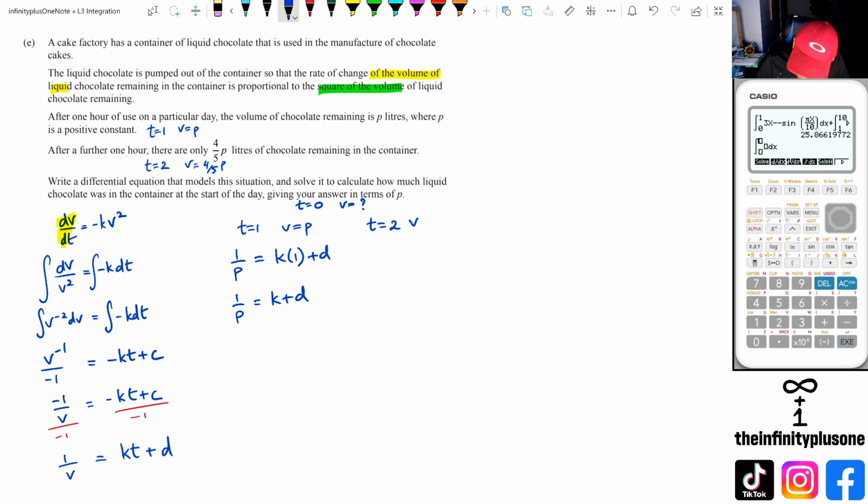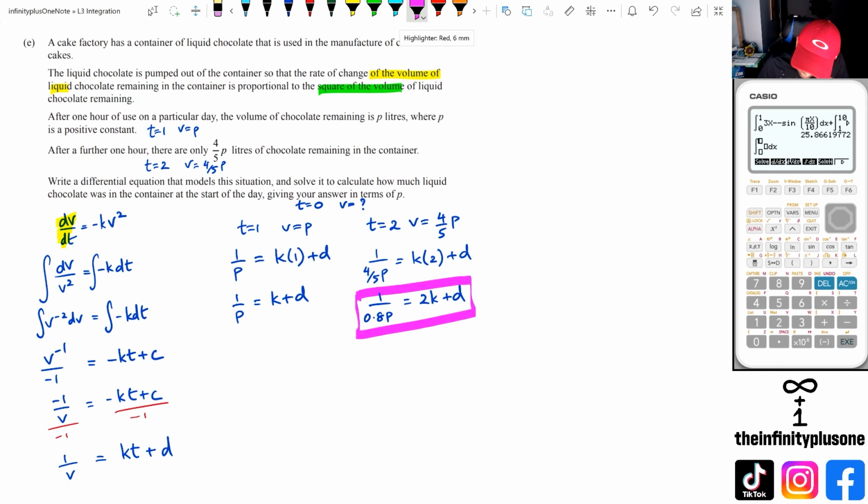So when t equals 2, V is equal to 4 over 5P. So we've got 1 over 4 over 5P equals k times 2 plus d. And so what we've got here is 1 over, I'm just going to put that as 0.8P, equals 2k plus d. Now, hopefully you can see that we've actually got a pair of simultaneous equations. This is your first and this is your second.